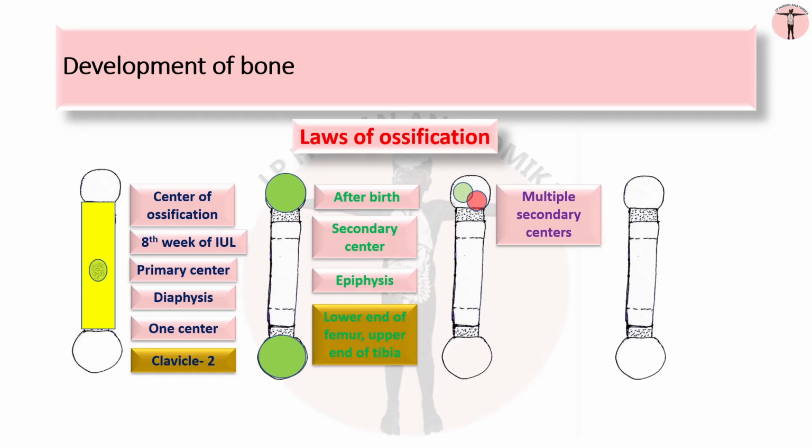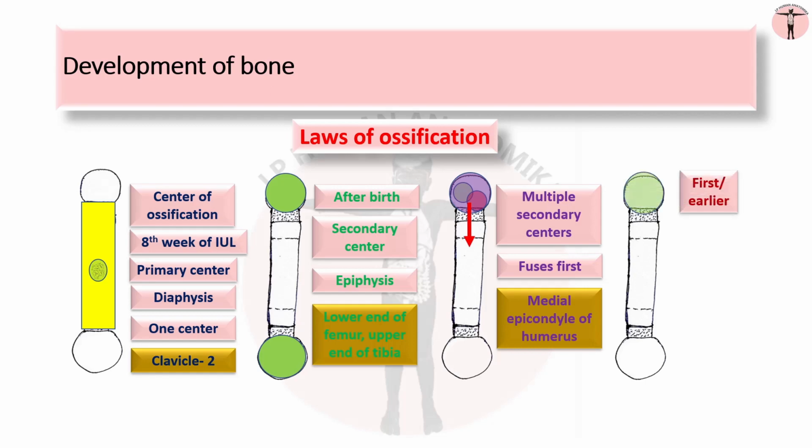The third law is that multiple secondary centers can appear at each end. The multiple secondary centers fuse first with one another and then fuse with the rest of the bone. But in the medial epicondyle of the humerus, the multiple secondary centers directly fuse with the diaphysis separately, which is an exception to the law.